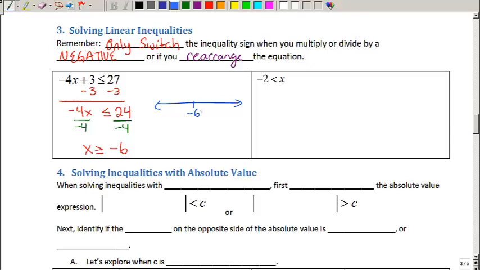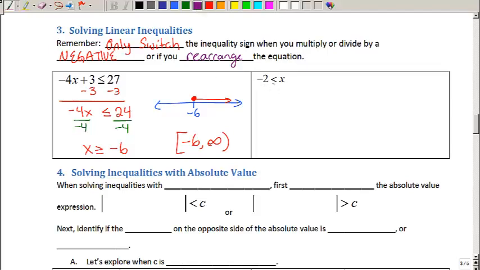If x is greater than or equal to negative 6, I'm allowed to equal negative 6 and be greater than it. And the interval notation is negative 6, the low point, comma, the highest point, which is infinity. And I'm allowed to include my negative 6. So this would be one case where you switch your inequality. The other case where you would switch the inequality is if you rearranged your equation.